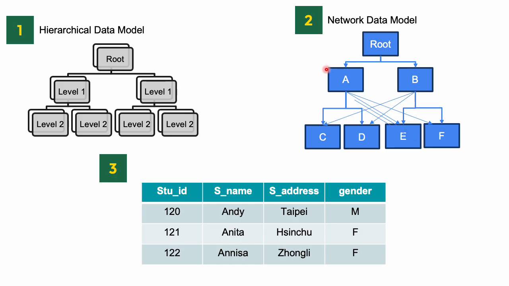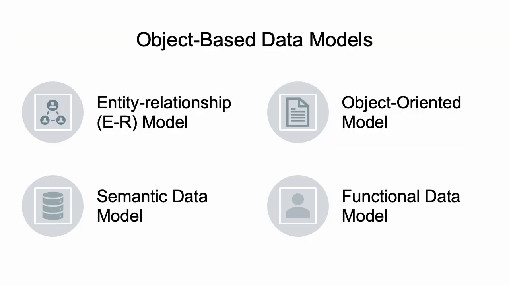So can you identify the third picture? What is the data model? Yeah, it's the relational data model because it represents the data in tables. We have tables and rows and the attributes. So it's called the relational data model. So that was the record-based data models.